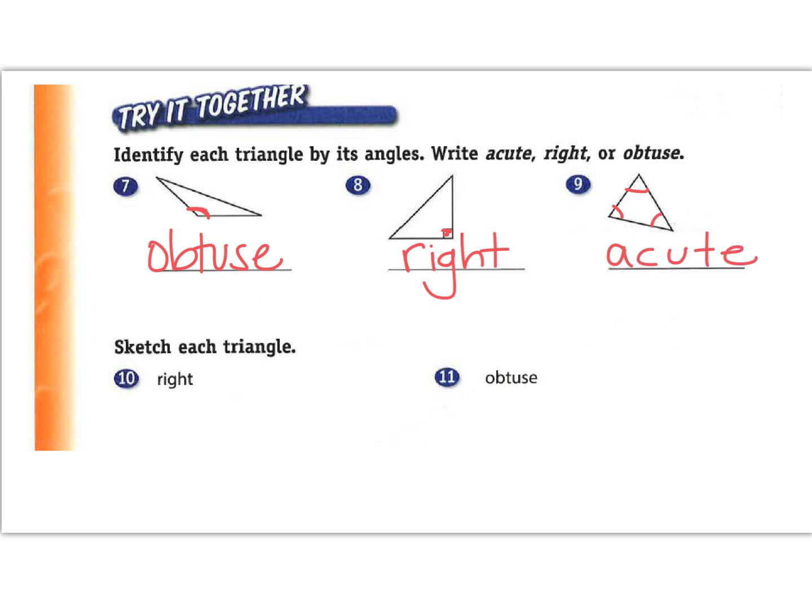So number 10 and 11, it says sketch each triangle. Well, a right triangle, when you sketch it, I always just make a right angle and then finish the triangle. So there we have a right one. And then obtuse, well, we need one of the angles to be more than 90. So I'm just gonna make, oops, that was a little crooked there. That angle is more than 90. So then I'm just gonna finish that off.